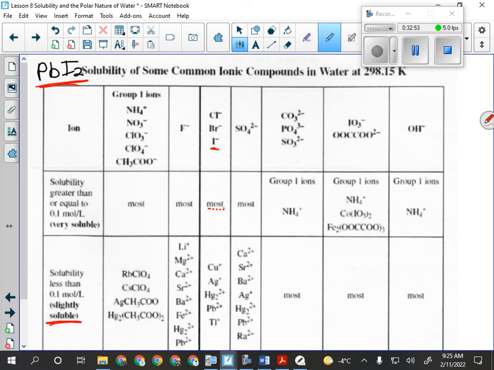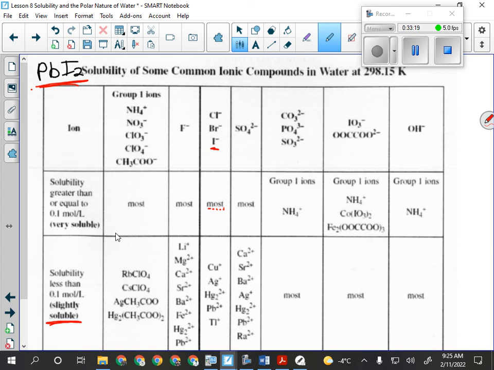In fact, lead(II) iodide is a bright yellow powder. We'll actually form it in the lab that we do next week. Sorry, not the one on Monday, the next one after that. Everyone kind of follow what I did there? So I just look at my compound, find the non-metal part of it, and then look to see what it's soluble with. So let's try another one.